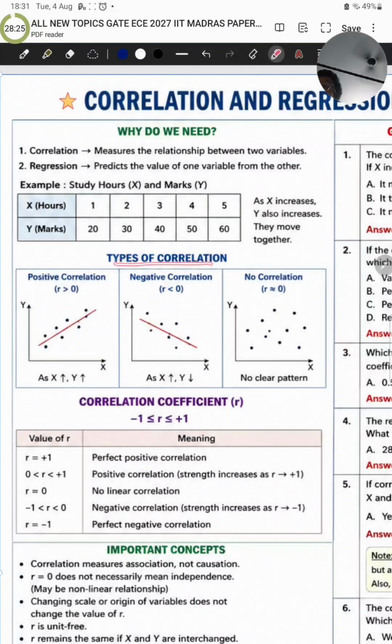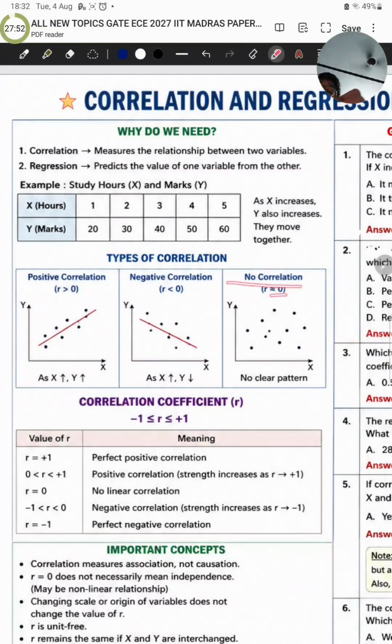Now, types of correlation. Positive correlation is where r is greater than 0. r is the correlation coefficient. Here you can see the y-axis and x-axis. If x increases, y also increases. Now negative correlation, here r is less than 0. If x increases, y decreases.